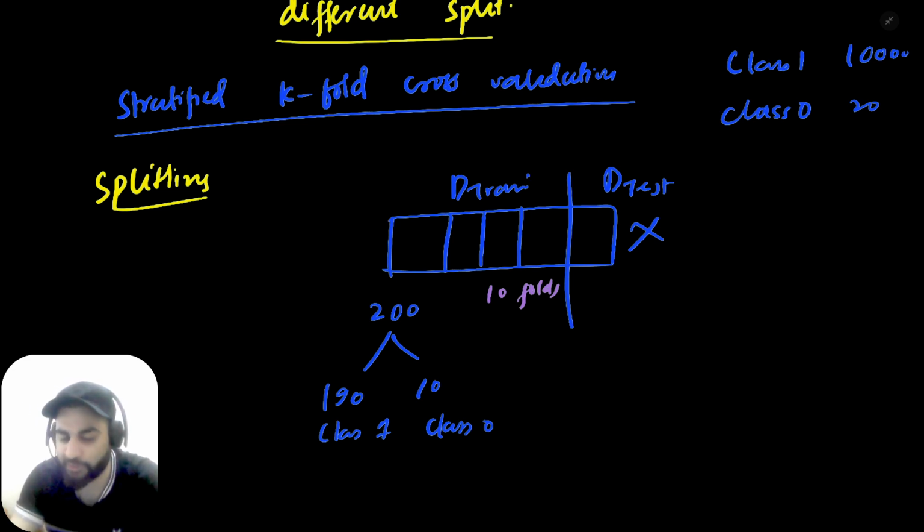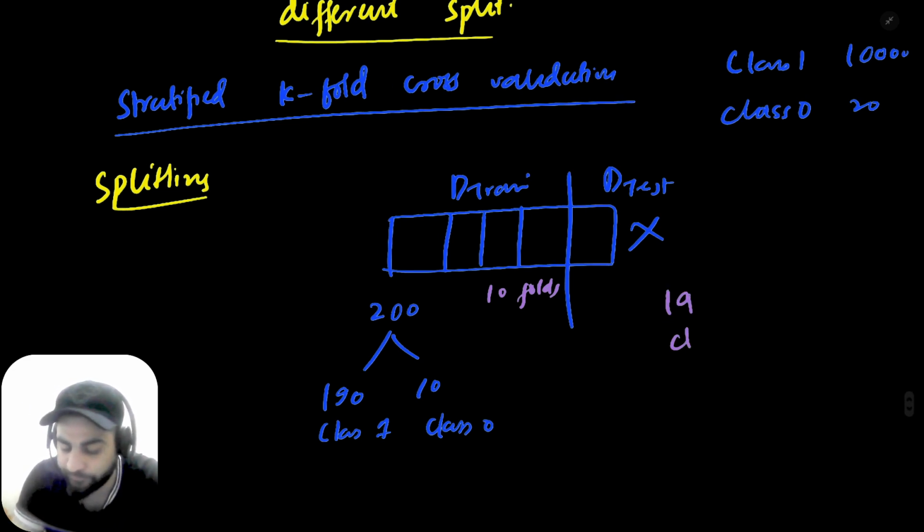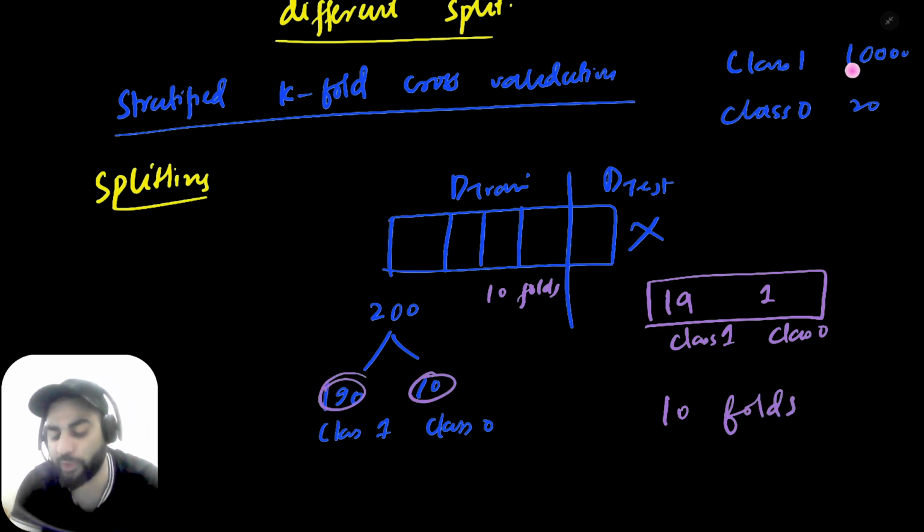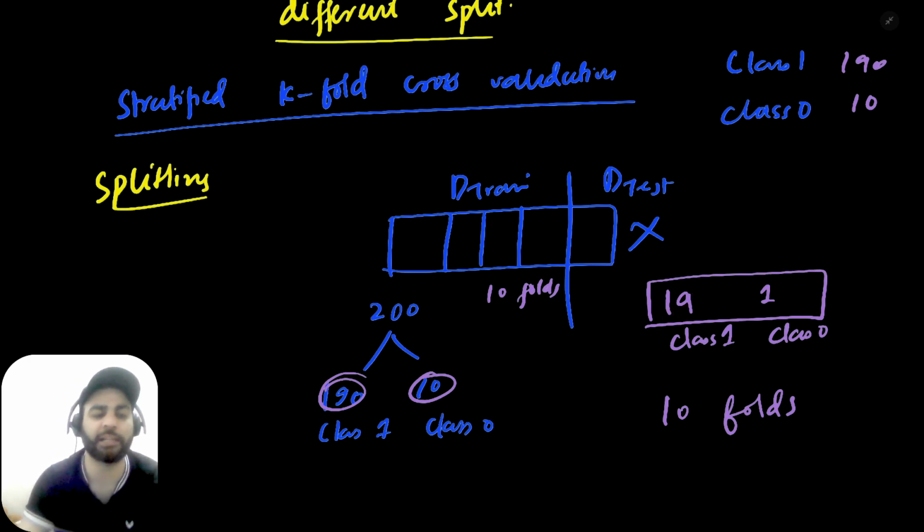So in 10 folds we'll try to keep in each fold 19 points of class 1 and 1 point from class 0. Now there are 20 points in one fold, and we have 10 such folds. So we want to keep the ratio the same. The ratio over here is 190 to 10, that is 19 to 1. So that's what I kept. If I have 10 folds, I'll keep this ratio constant. That is how we split the data.